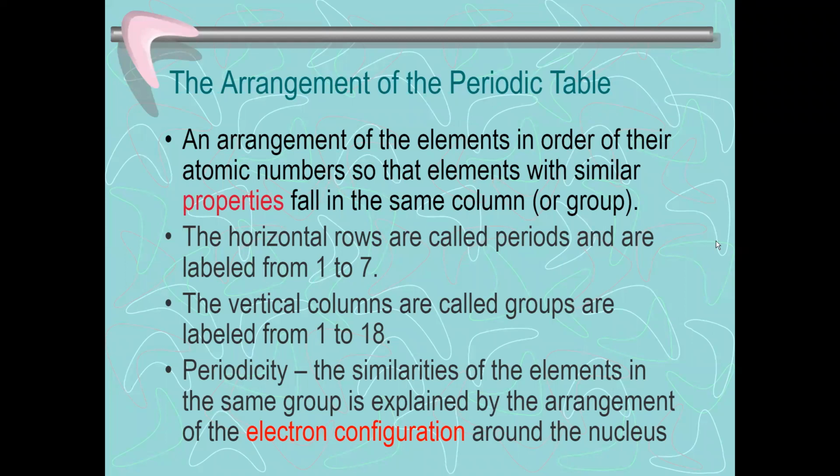So like I kind of mentioned before, periodicity is a similarity of the elements in the same group, and it's explained by the electron configuration, or the way that the electrons are arranged around the nucleus, especially the valence electrons.